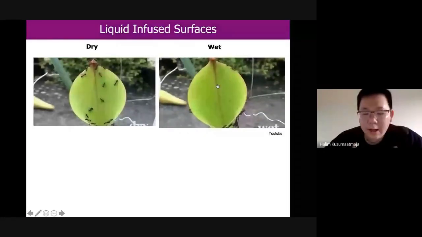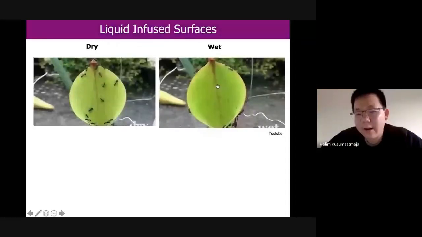So, inspired by this, to create surfaces which are very slippery, people have of course tried to exploit this for applications in industry and in engineering.